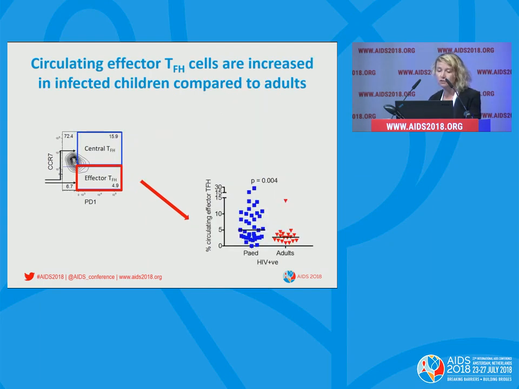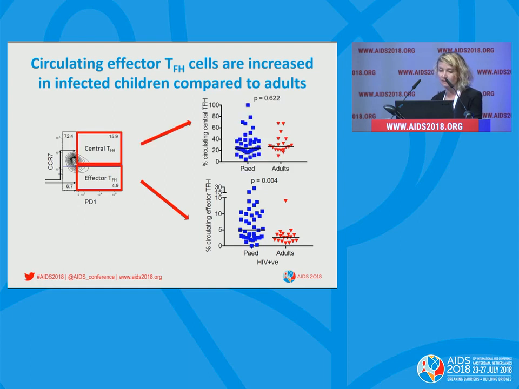Fitting to this observation, we also saw that HIV-infected children actually expressed significantly increased frequencies of circulating effector TFH in contrast to chronically infected adults, and this was not observed for the central TFH subset.